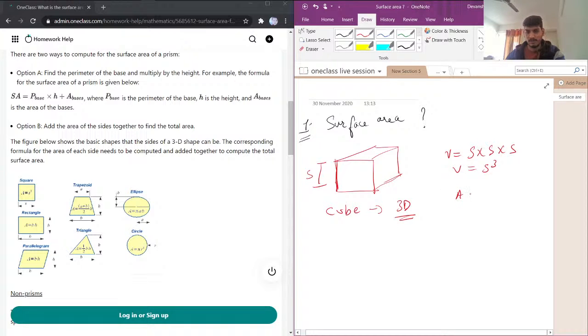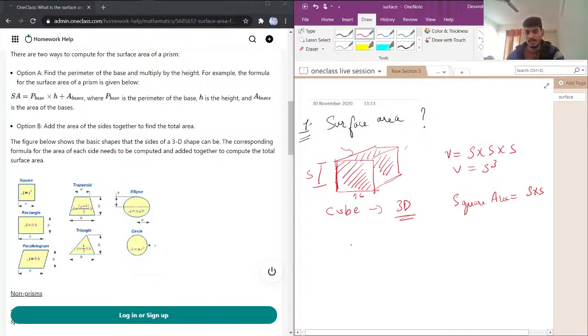Now, when we go for the area of a square, it was side into side. And a cube also has a couple of squares, the faces are in square shape. So a cube has 6 faces. This is 1, 2, then this is 3. Then on the back side we have 4, then here on the back side 5, and on the bottom we have 6.